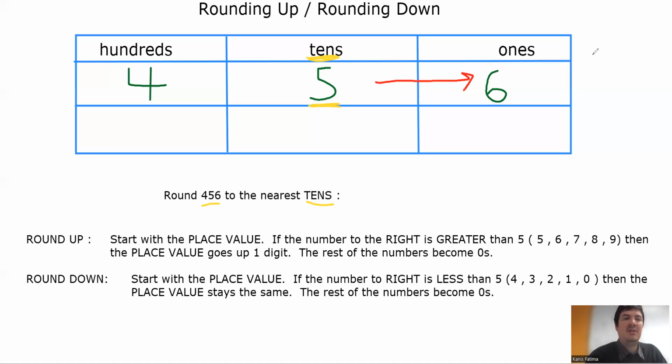So that means my 10 spot needs to go up 1 digit. Then the rest of the numbers become 0. So if we're rounding 456 to the nearest tens, the answer is 460.